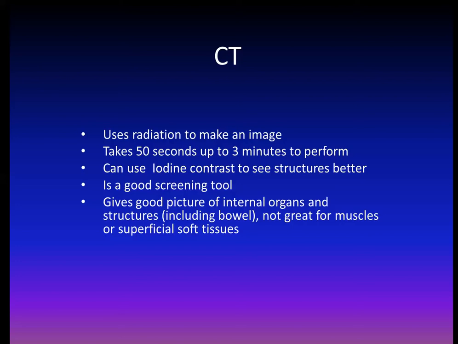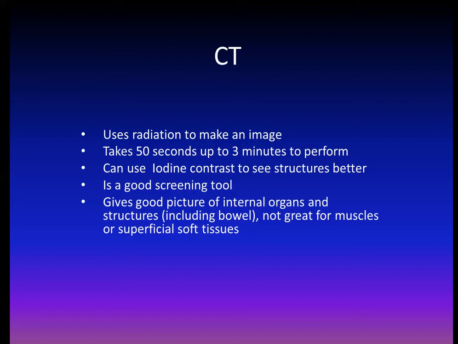CAT scan, I put here, it's a good screening tool, and what I mean by that is you can image large areas. So again, even though there's a radiation dose involved, it's not uncommon, for instance, in a trauma patient, to do a head, a cervical spine, a chest, an abdomen, and a pelvis CT. So basically, you've done a CAT scan of the majority of the body. So it allows you to get a good global image of all kinds of different structures, whereas some of the other modalities are not very good at screening tools. So that's an important thing to keep in mind.